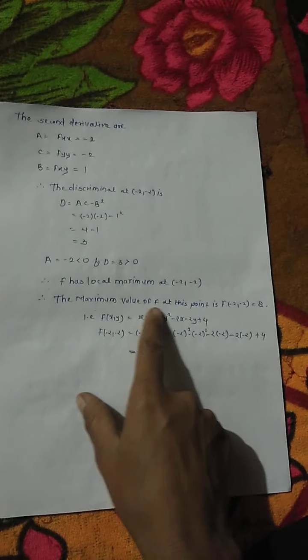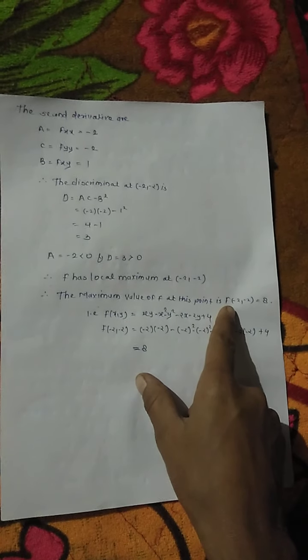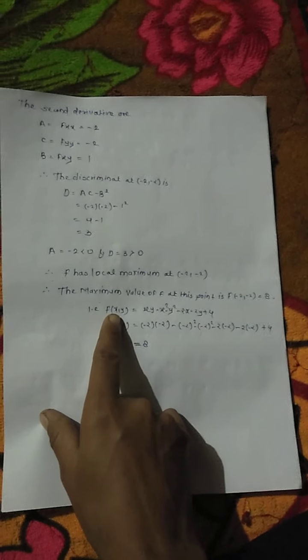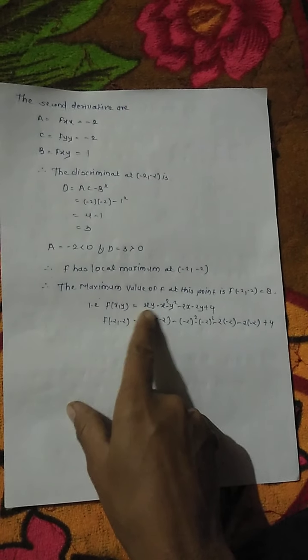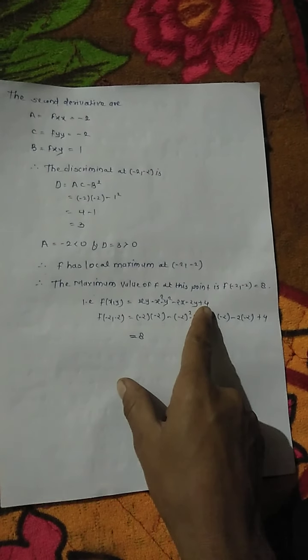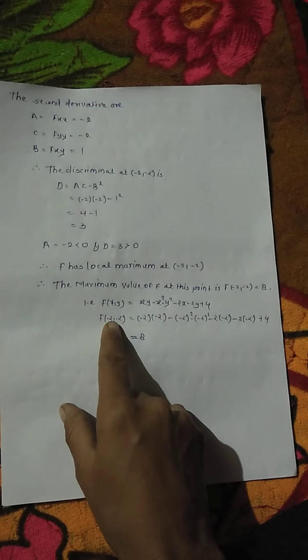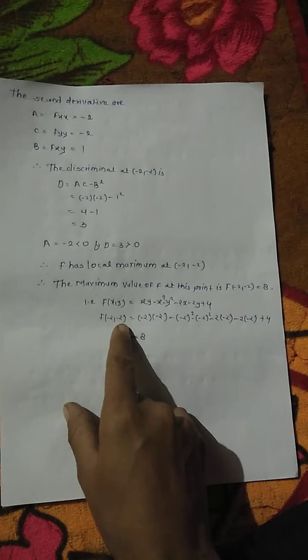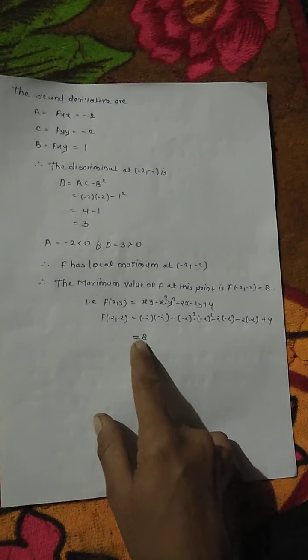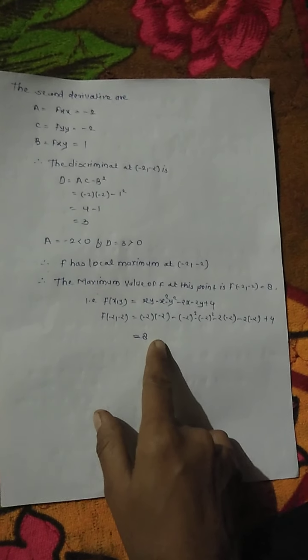Next, the maximum value of f at this point is f of (minus 2, minus 2) equal to 8. That is, the given function f of x, y is equal to xy minus x square minus y square minus 2x minus 2y plus 4. Put x equal to minus 2 and y equal to minus 2 in this function and evaluate. We get the value of f of (minus 2, minus 2) is 8.